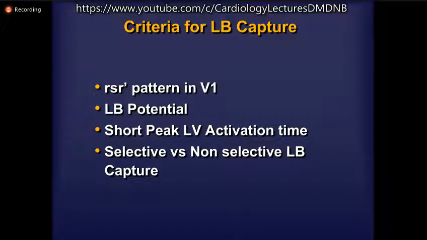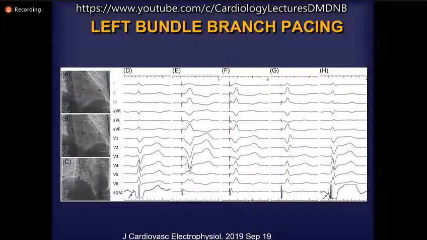So again, certain criteria have been established for left bundle capture. You look at your V1 morphology, you demonstrate left bundle potential, you measure something called the peak LV activation time on your surface ECG, and then you can also demonstrate selective and non-selective left bundle capture. So using a bunch of criteria, you need to confirm that you have actually captured the left bundle. So here is a demonstration of that.